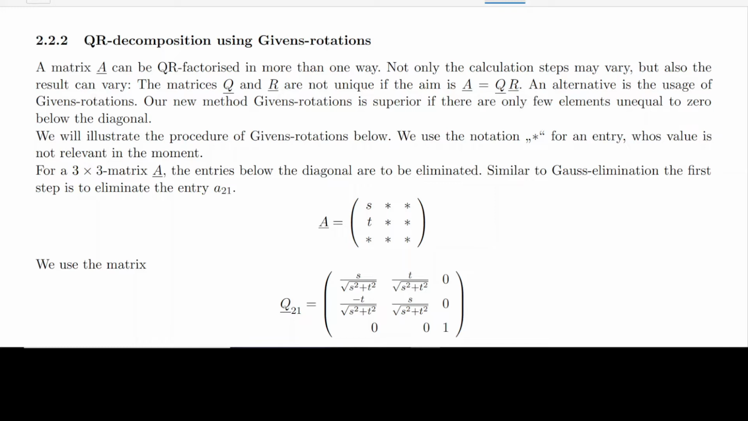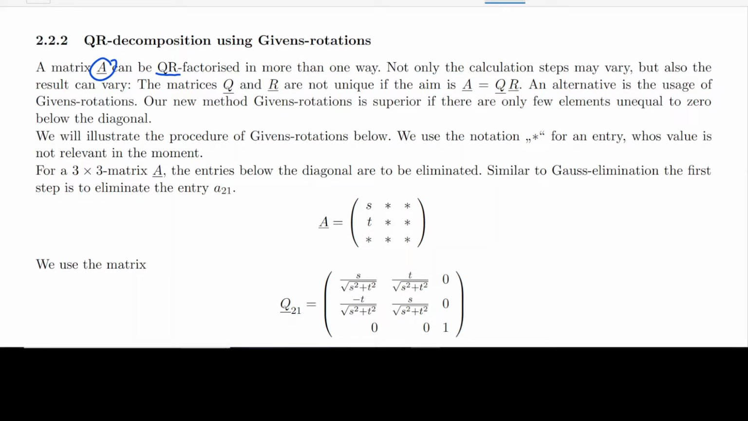In the last videos, we talked about the QR decomposition using Householder transformation. If you have a matrix A and you want to decompose it into a product of an orthogonal and an upper triangular matrix, then this is not a unique decomposition. There are several Q's and several R's to decompose the matrix.